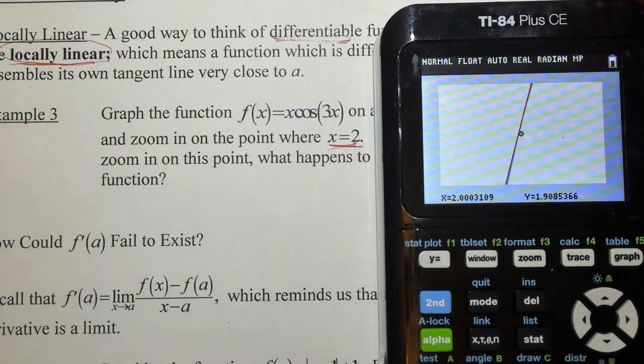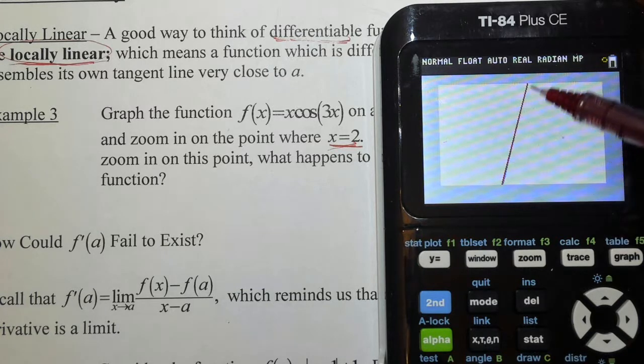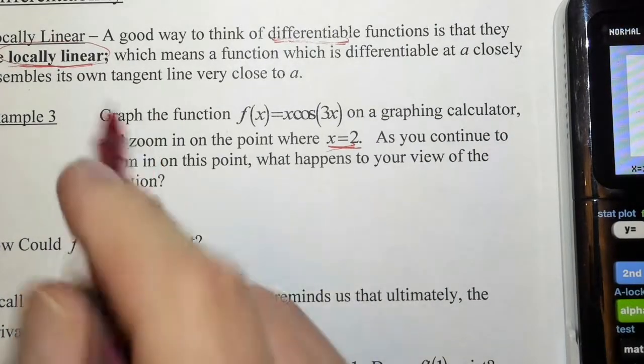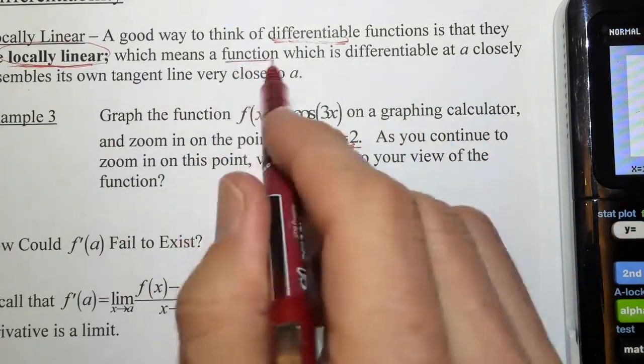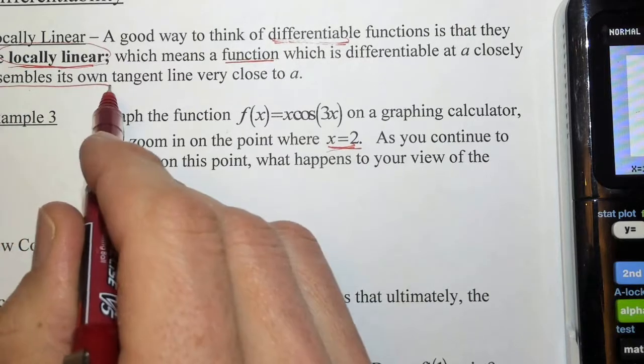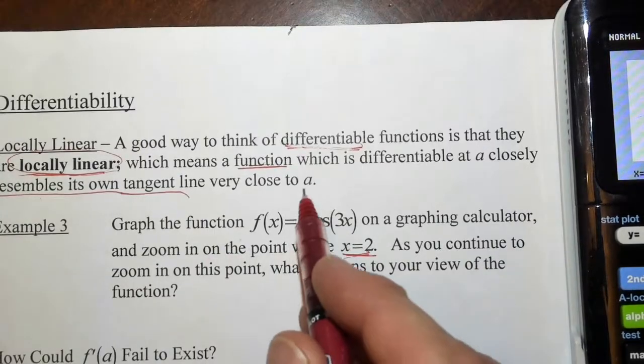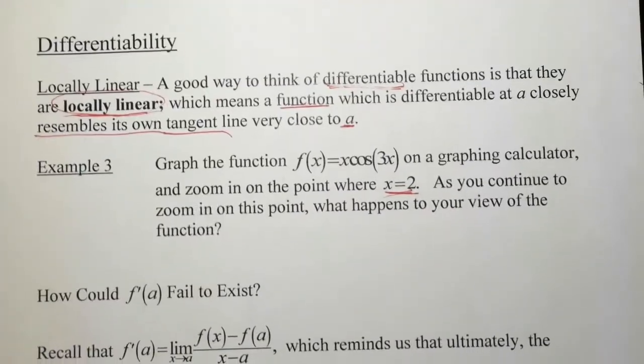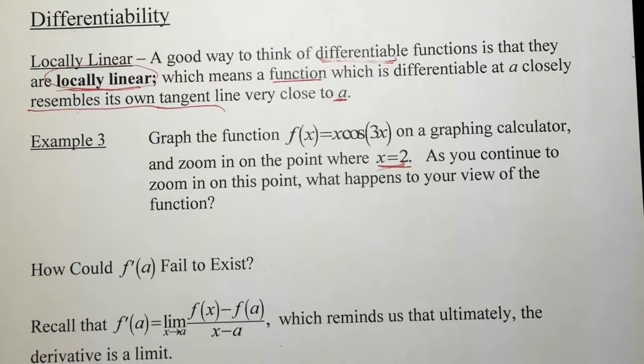And if I do it one last time, we see the blue is going to get entirely covered by the red. It just takes a second, it's got to graph the entire function. And there it is. All right, so the red just overlapped the blue. We get ourselves a little bit of purple there. So what happened? The function resembled its own tangent line when we got very, very close to 2. Therefore our function is locally linear.